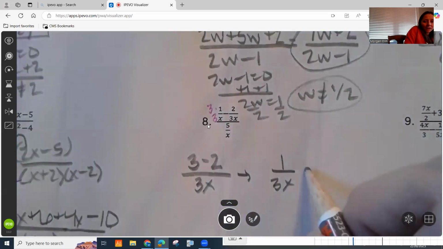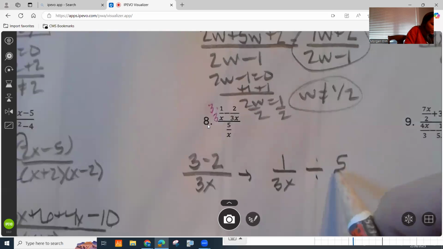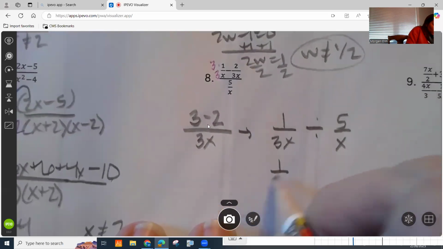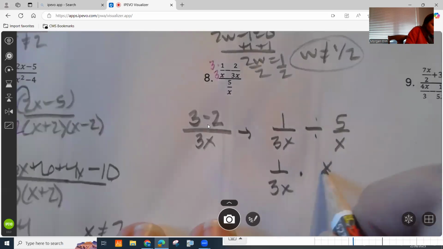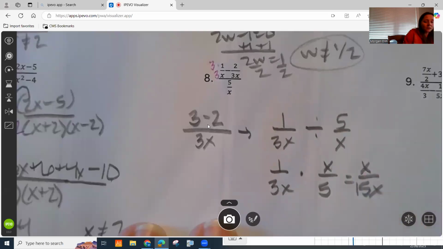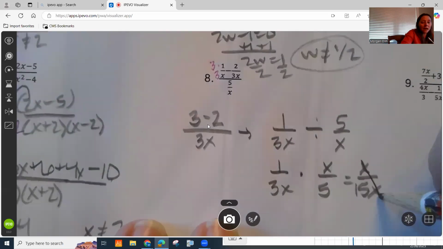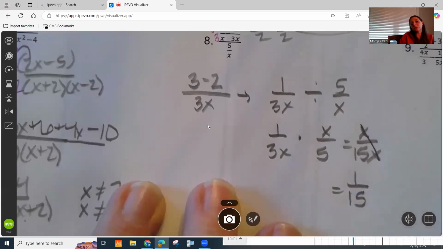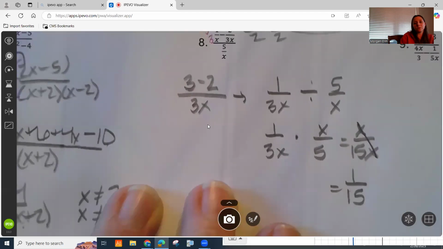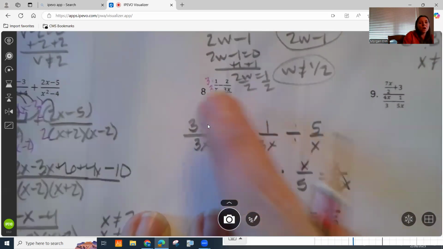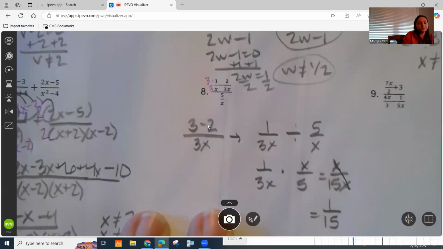Now, do you see how it's divided by 5 over x? Well, what do we do here? 1 over 3x times, we would flip this. This is going to make x over 15x. And what do you notice? The x's cancel. So therefore, now realize 15's in the denominator, so I'm going to have a placeholder of 1. Our answer is going to look like that, 1 over 15. Okay, and it went from this crazy thing all the way down to 1 over 15.